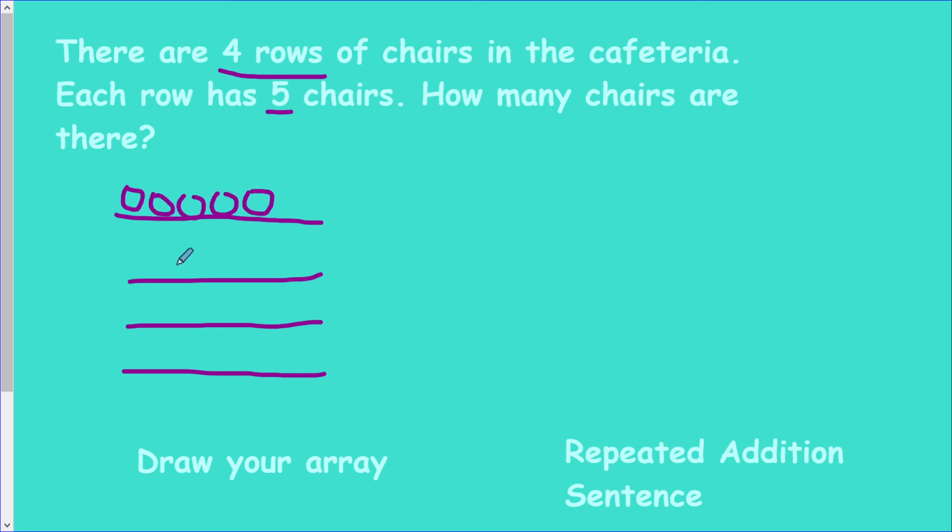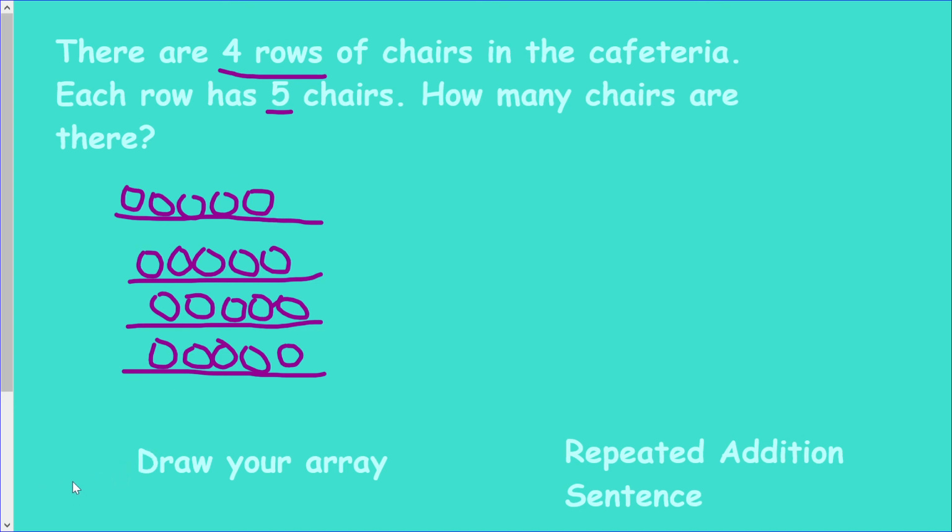So there's my first row of 5. There's my second row of 5. Third row of 5. That's 5. And fourth row of 5. So now, whenever I look at my array, I want to make sure it matches the problem. So do I have 4 rows? Yes, I do. Do I have 5 chairs in each row? Yes. Okay, so now let's figure out the total.